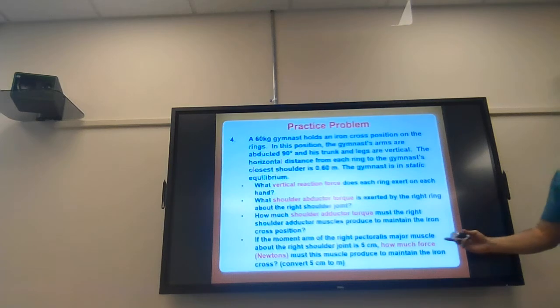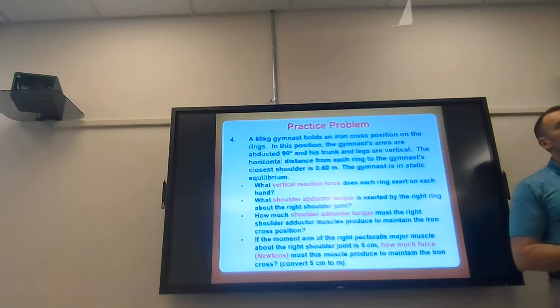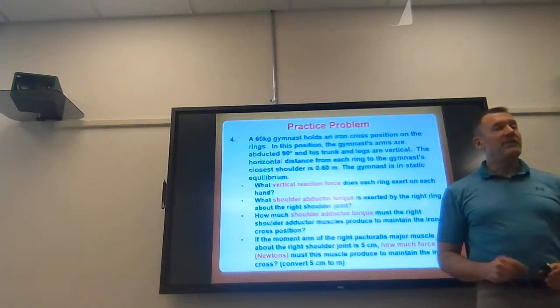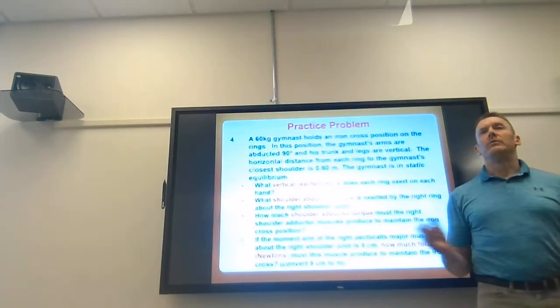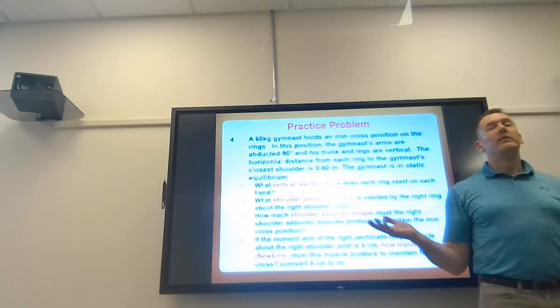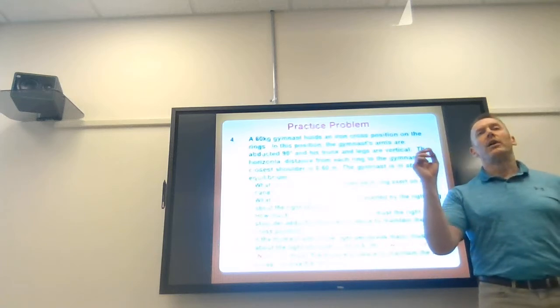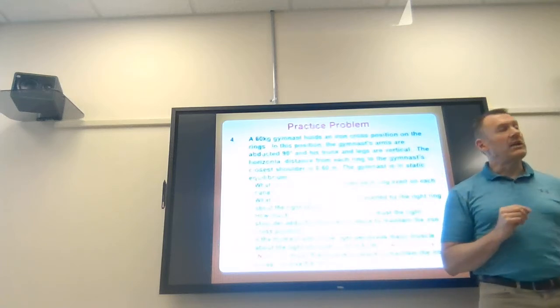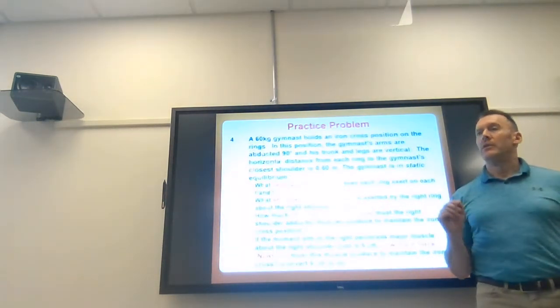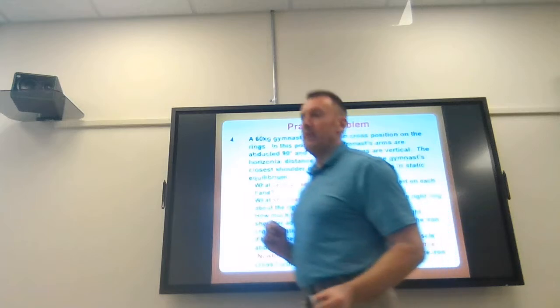Okay. So if the moment arm of the right pectoralis major muscle about the right shoulder joint is 5 centimeters, how much force in newtons must this muscle produce to maintain the iron cross? So remember, we want moment arm in meters, so we're converting 5 centimeters to meters. So who can do that quickly? In 1 meter, there's 100 centimeters, so it's going to be 0.05 meters. 0.05 meters in 5 centimeters.